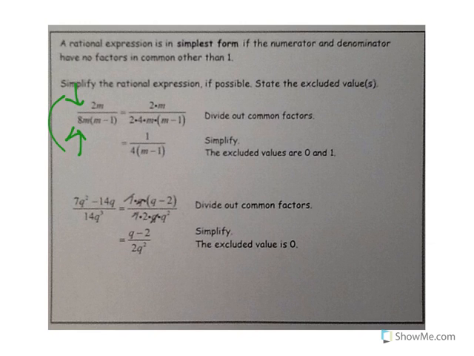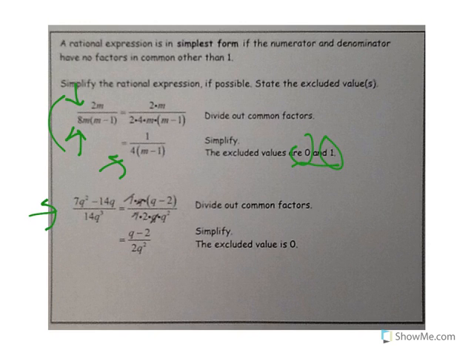Now, really important, I've got to remember both the excluded values because I've got to use the original equation, and the original equation has 0 as an excluded value. The final equation, when I simplify it, isn't as obvious, but then 1 is the other one.